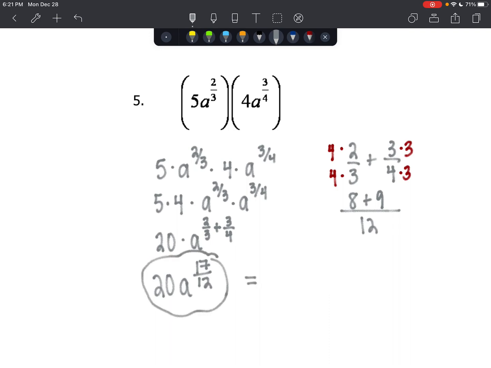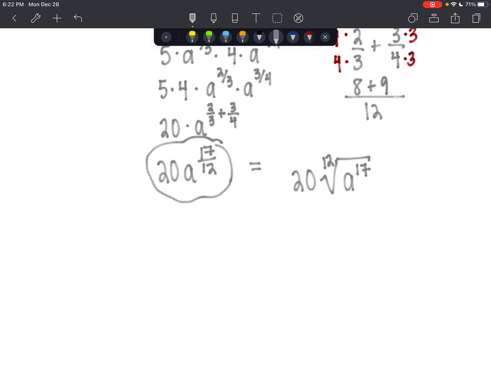Now, if we're writing this in radical form, this is 20 times the 12th root of a to the 17th. And this can be simplified because a to the 17th, we've got a group of 12 a's in there. So we will have 20 times a times the 12th root of a to the 5th.